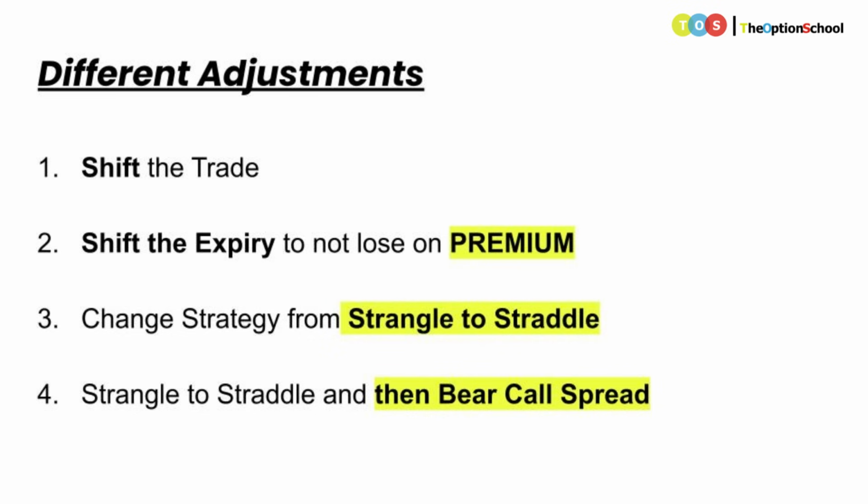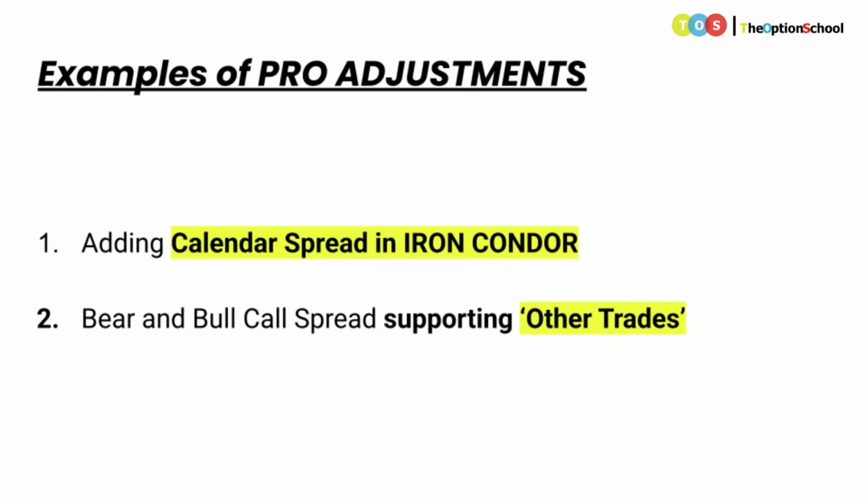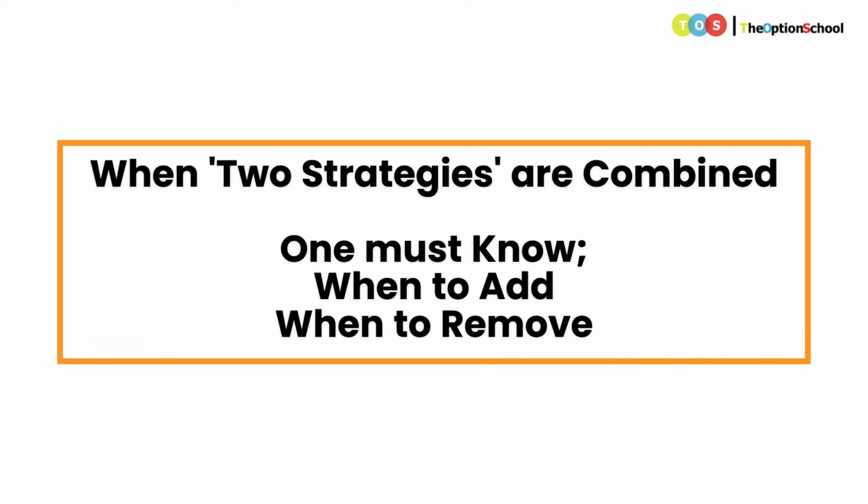There are adjustments which are very expert adjustments, like you are shifting your strategy, like in an iron condor you are adding a calendar spread, or you are adding a bear call spread, or a bull call spread in your other trades. So when you are combining different strategies, you need to know when to combine, and till what time you need to keep that new trade. It should not happen that the old trade is giving you a loss and you have added a new trade which as of now is giving a profit, but then if the market makes a wilder move, the new trade also gives loss, so the overall loss gets increased. So it should not happen.